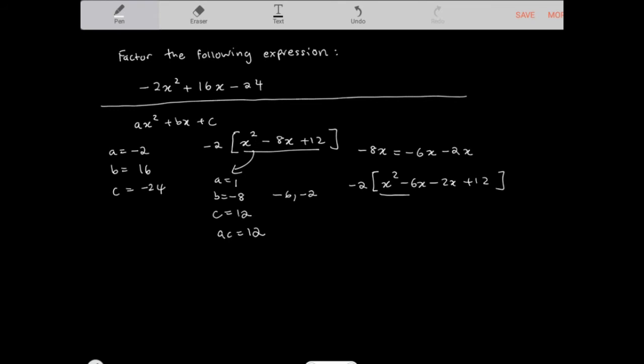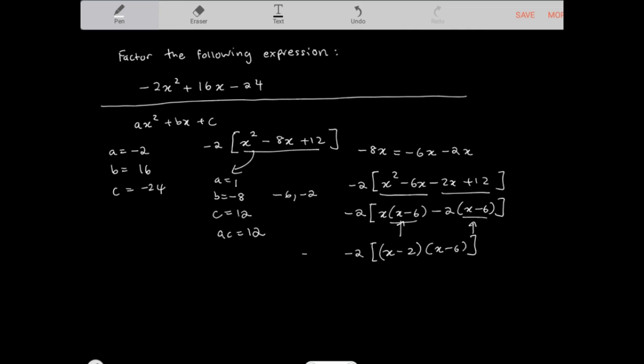Then I want to factor the first two terms and the last two terms. So we get -2 times x minus 6, minus 2 times x minus 6. Once we notice that the two factors are the same, we know we're doing it right, and we can factor by grouping. So we get -2 times x minus 2 times x minus 6. And this is our fully factored expression.